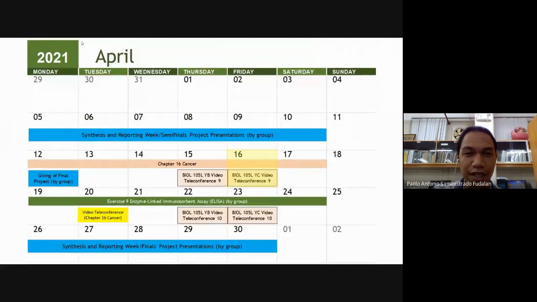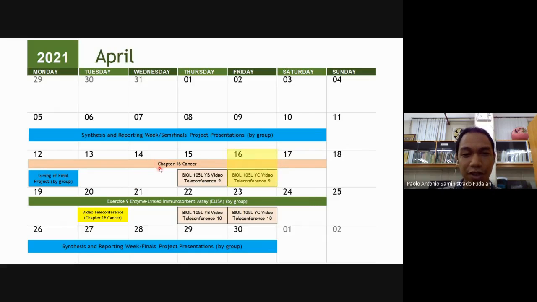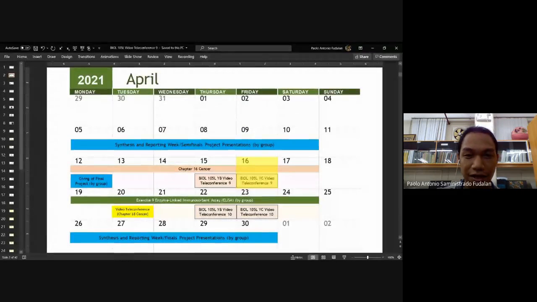So in terms of our schedule, this is our calendar for April. We are currently in sync with the number of video teleconferences that we are supposed to be doing. However, if you notice, the title of the activity is interchange. This week we are working on ELISA. And then next week we will be discussing a topic that is not really included in our laboratory manual, and that's chapter 16 on cancer.